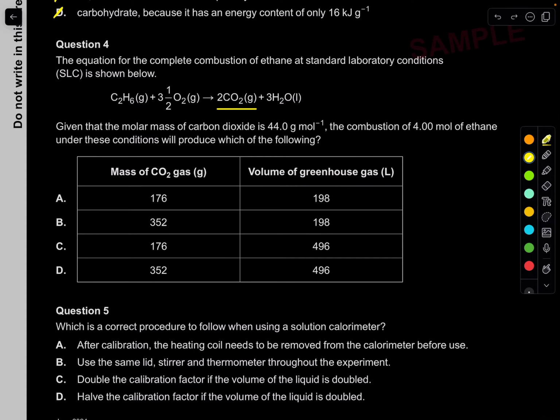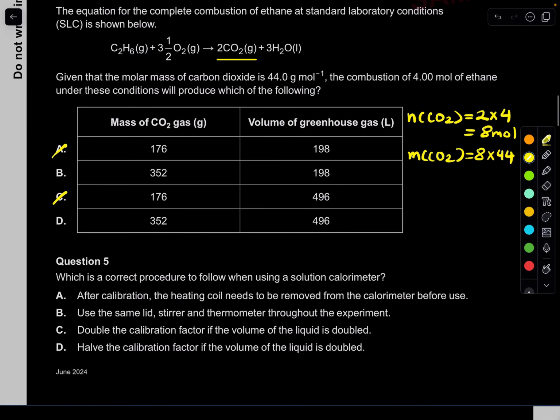So we're just going to use molar ratios. To get the mole of CO2, it's going to be 2 times the mole of ethane, which is 8. Done. So we have 8 mole. And so to get its mass of CO2, it's multiplying its mole by its molar mass, which they've given us is 44, which gives me 44 times 8, 352. So it's not these two, it's going to be one of these two here.